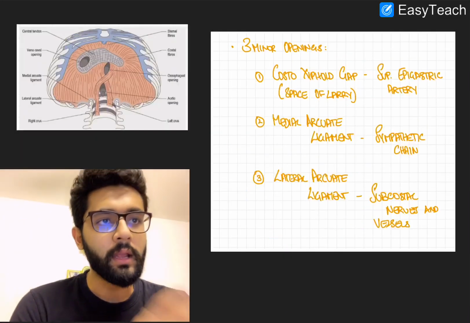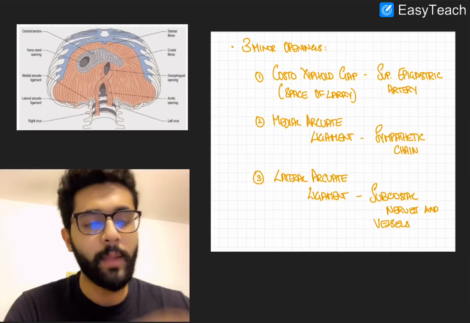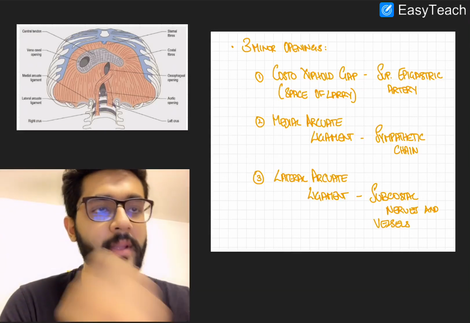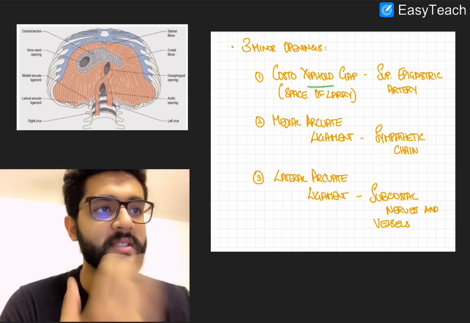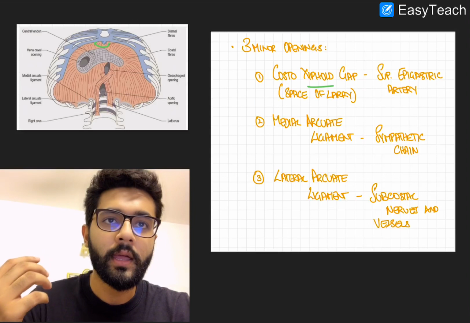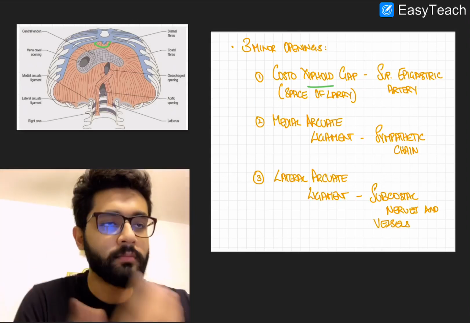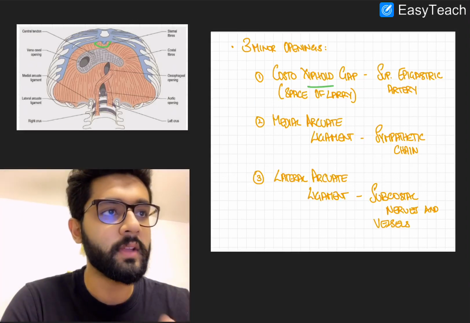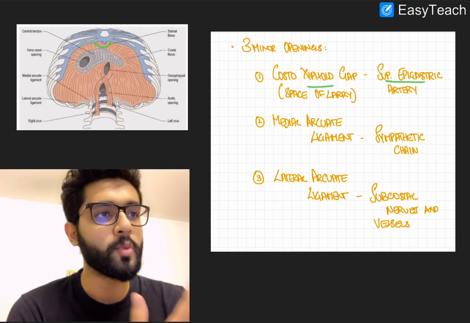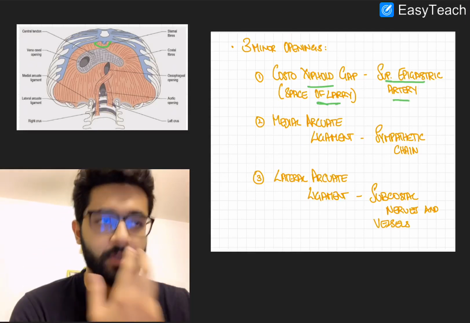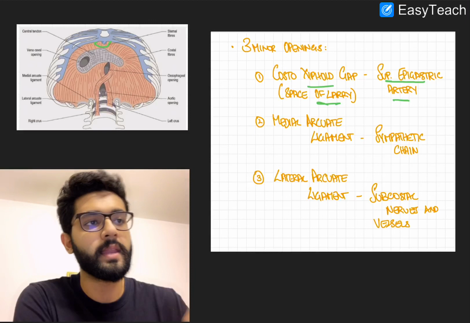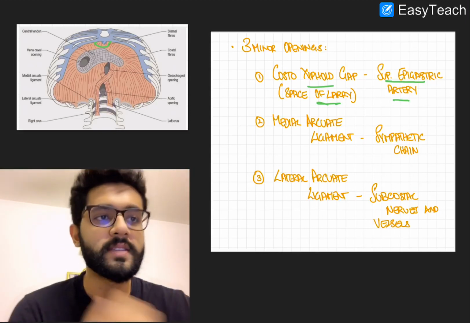Now let's talk a little bit about the minor openings, and then we'll place the openings in the diagram. So among the 3 minor openings, you have the costo-xiphoid gap, the small gap just below the xiphoid process, and through this gap you have the superior epigastric artery. This gap is also called the space of Larrey. So remember, the superior epigastric artery passes through the space of Larrey.